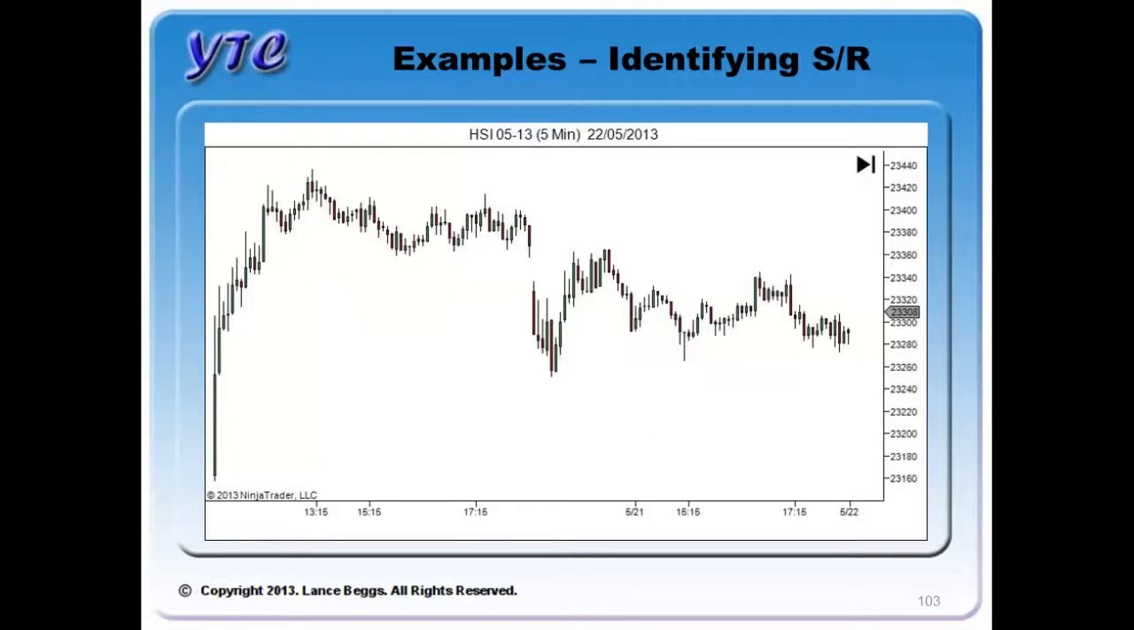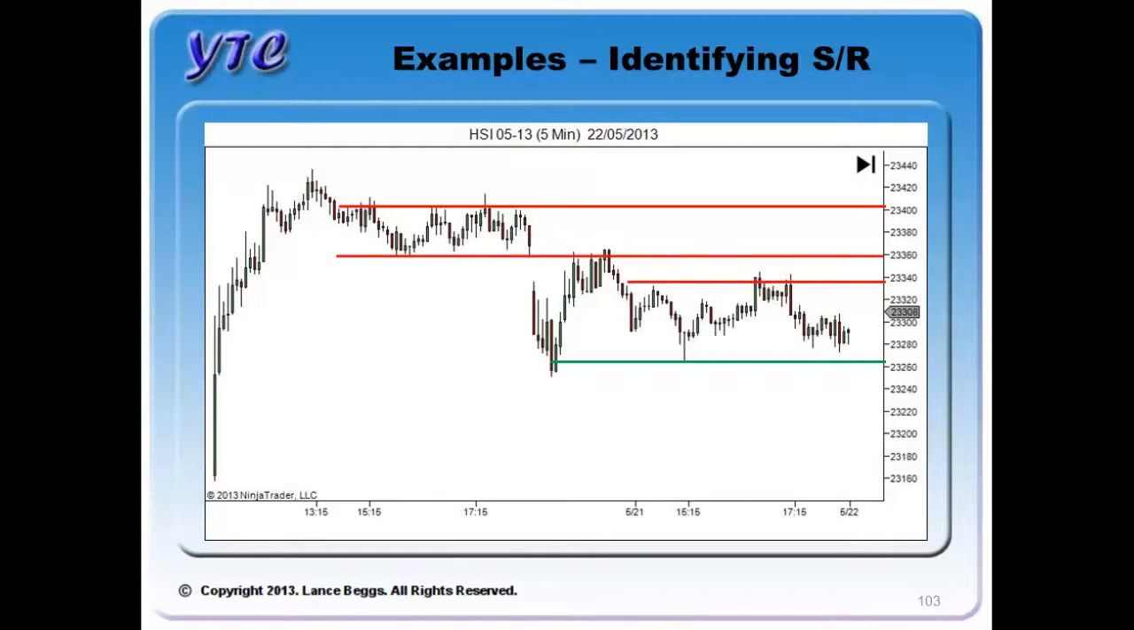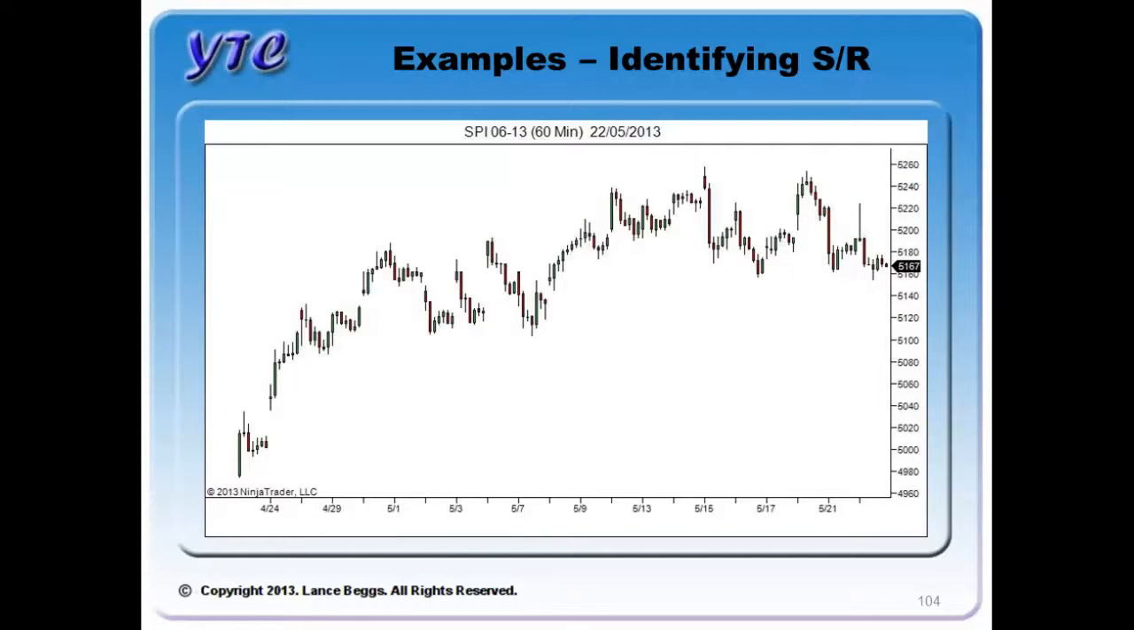Hang Seng Index Futures, 5-minute chart, support below price at this level here, resistance here, and here, and price support, now resistance at this level here. And finally, the Aussie SPY Futures 1-hour chart, support below price here, and here, and resistance above at this level here.